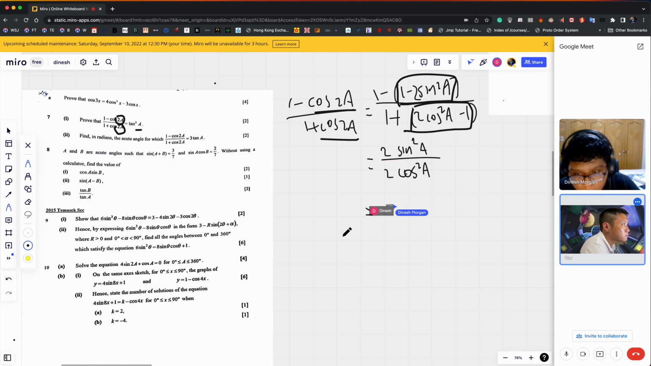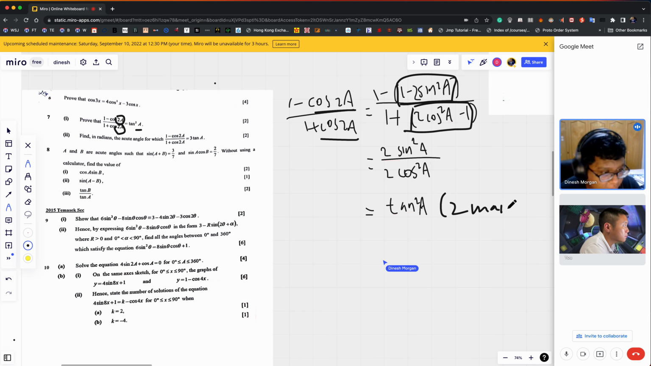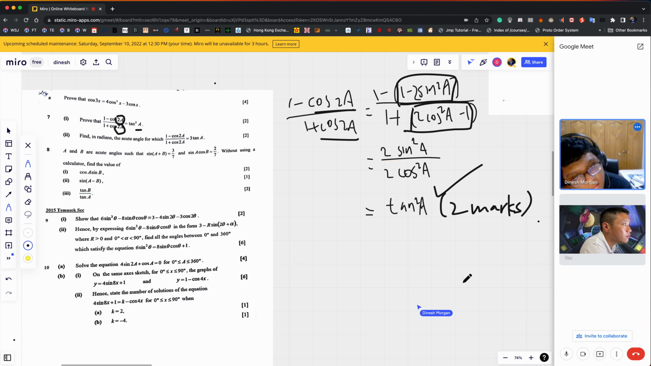Wow, that's fast. Very good. 2 marks. Tangent square. But then for 2 marks, square, yeah. You get 2 marks very quickly.